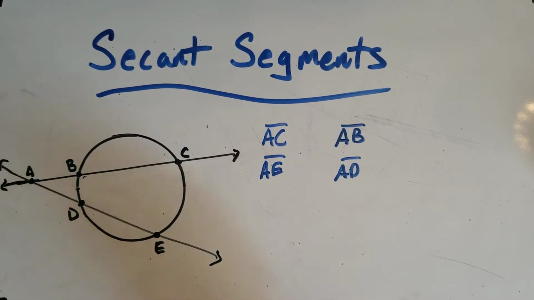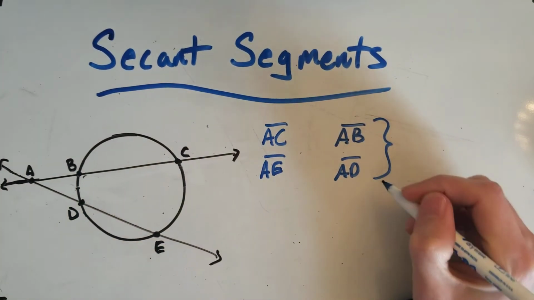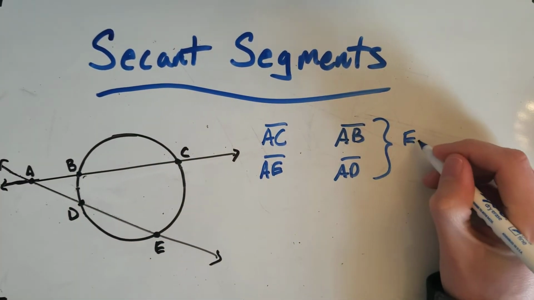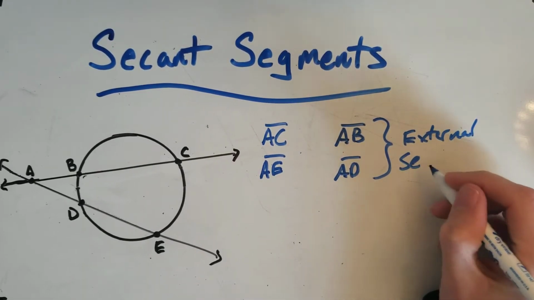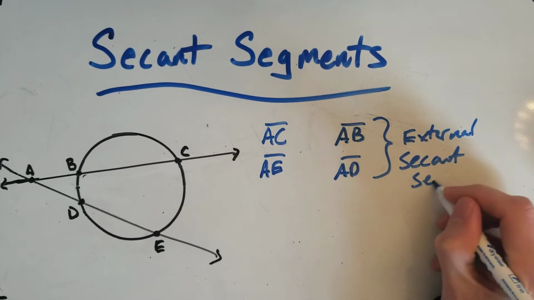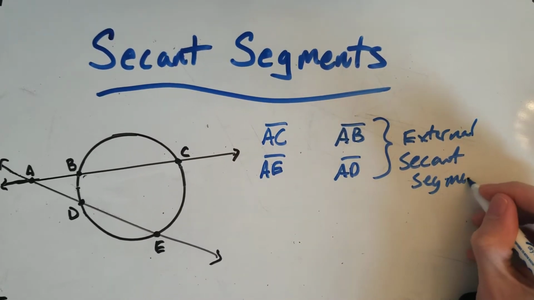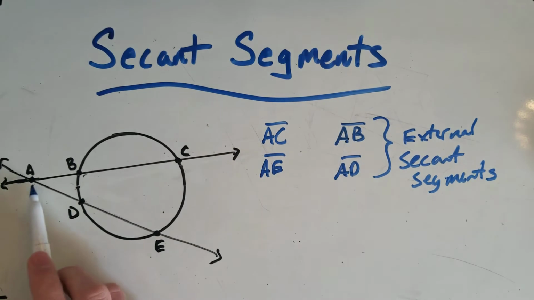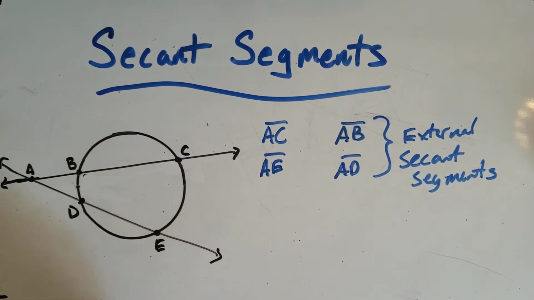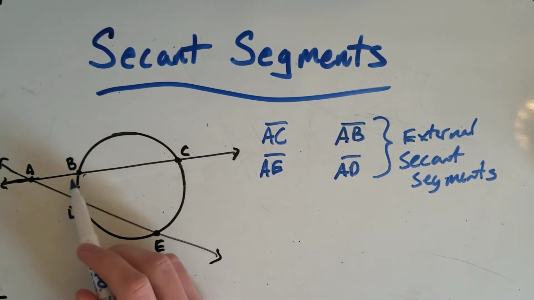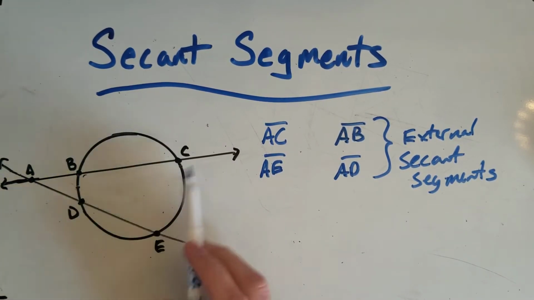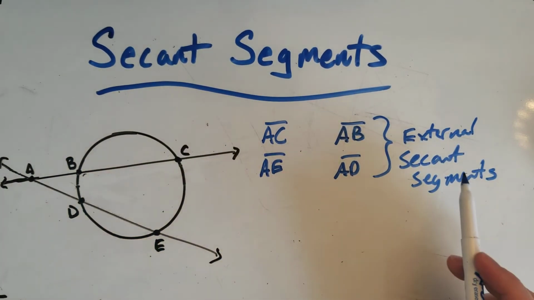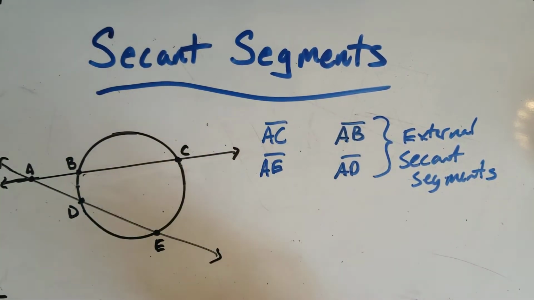Now we also have a subgroup of these, like these two here. These are called external secant segments. The way we can tell if it's an external secant segment is that AB is outside of the circle, and AD is outside of the circle. We still have one endpoint on the circle, but we're outside, where the other two go through the circle. So these would be external secant segments, and that'll be important with some of the theorems we talk about today.